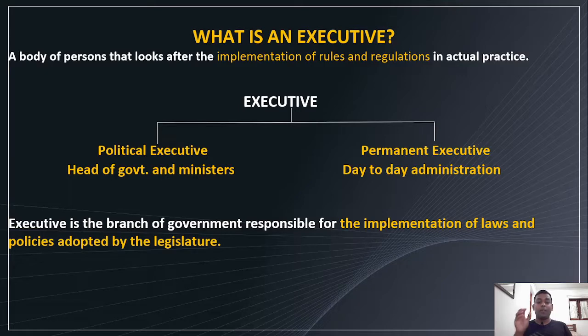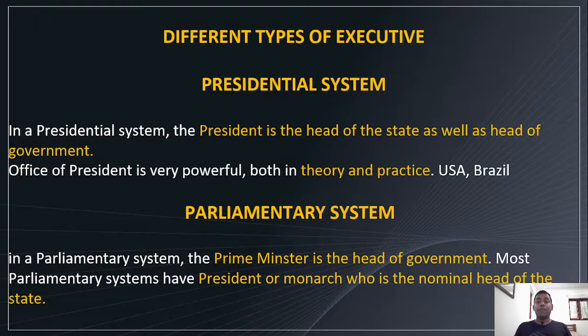And executive is a branch of the government responsible for the implementation of laws and policies adopted by the legislature. We have already seen it. So executive is nothing but executing things, executing the laws and policies taken by the legislature, right? Then different types of executive.